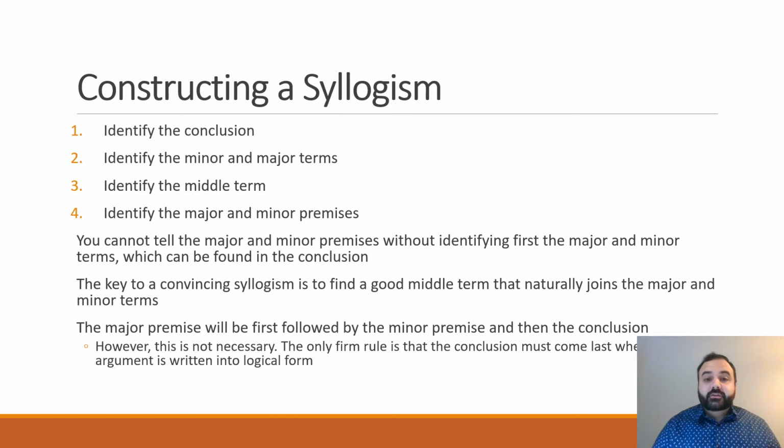So when you're constructing your syllogism, I want you to follow four main steps. The first one is identify the conclusion. So in this module, your conclusions are going to be given to you, so you don't have to worry about coming up with them. But as a general rule of thumb, you need to know the point which you're trying to prove or argue toward if you're going to create an effective syllogism.